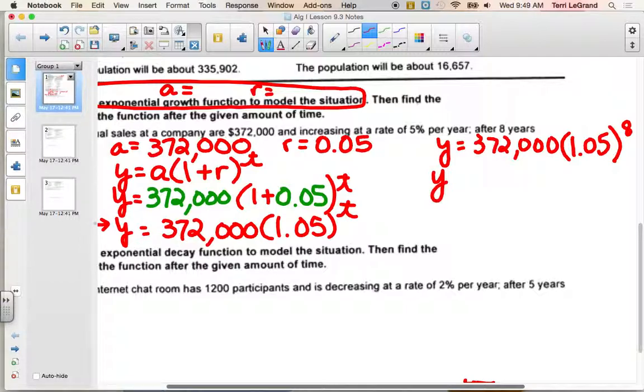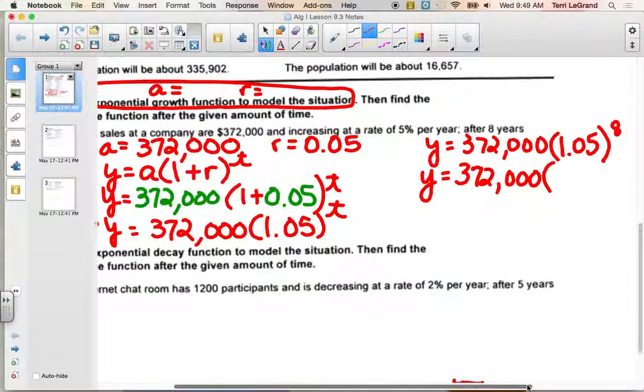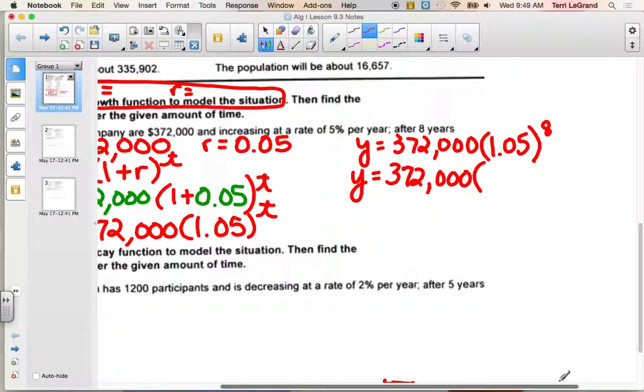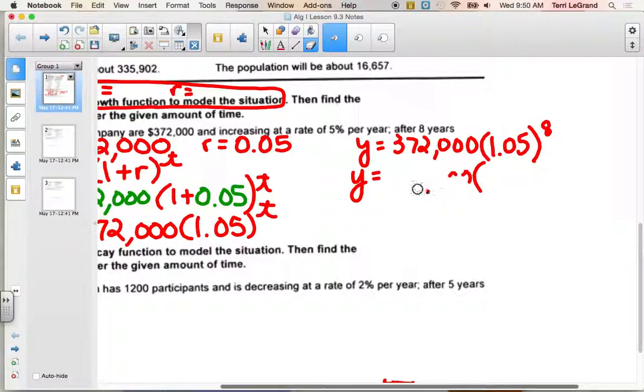So y equals, remember what we did? We did 372,000 doesn't get multiplied times the 1.05, but instead the 1.05 gets taken to the 8th power. Is that a crazy amount? You know what? I think let's try this. Let's start actually. I'm going to erase. Okay, you can do the same thing. Let's start doing it all in one fell swoop in our calculator. Okay? I think we're ready for that.